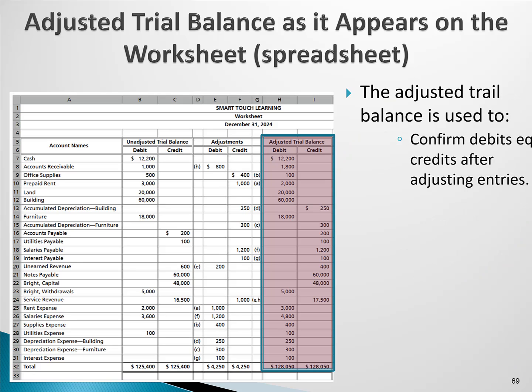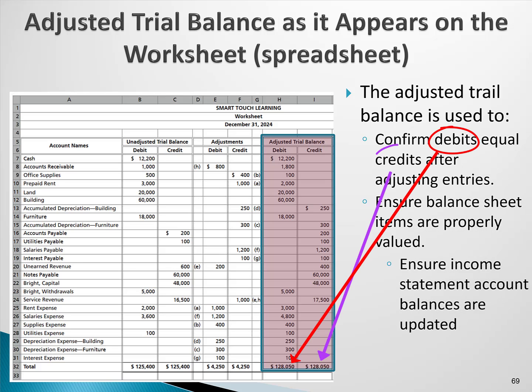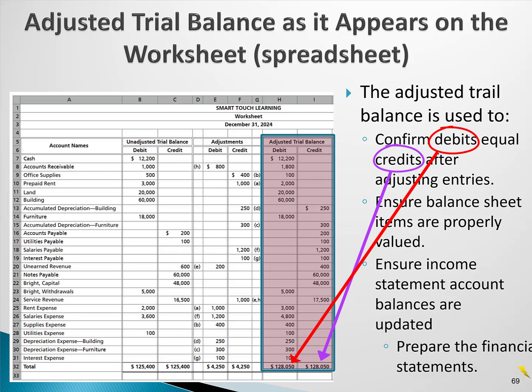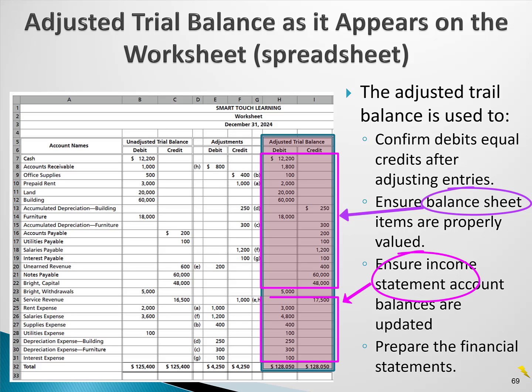It's used to do multiple things. It confirms that the debits equal the credits after the adjusting entries. In this case, the debits are $128,050 and so are the total credits. It ensures that the balance sheet items are properly valued. It ensures that the income statement account balances are updated correctly. And then the whole worksheet is used to prepare the financial statements.